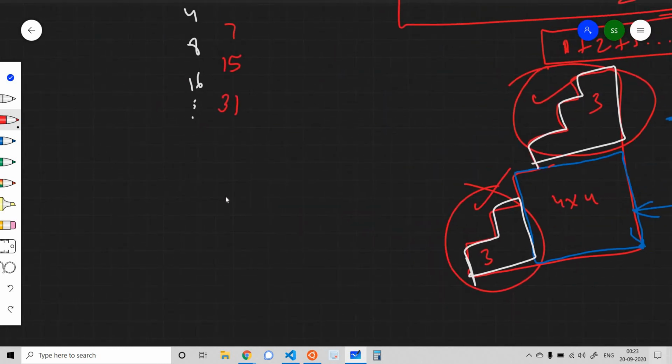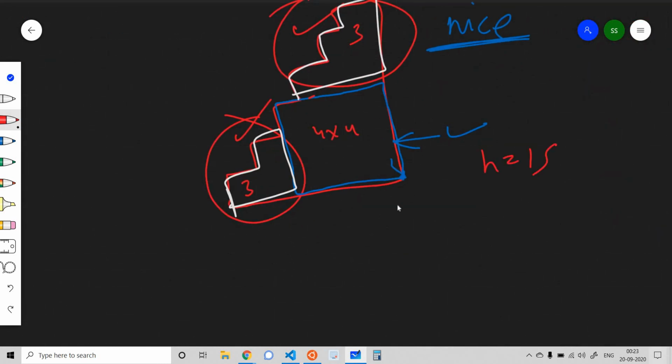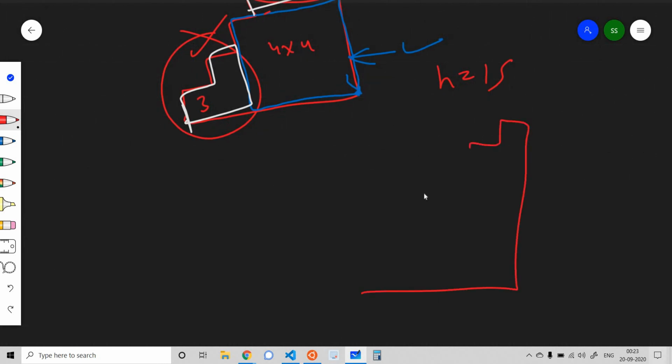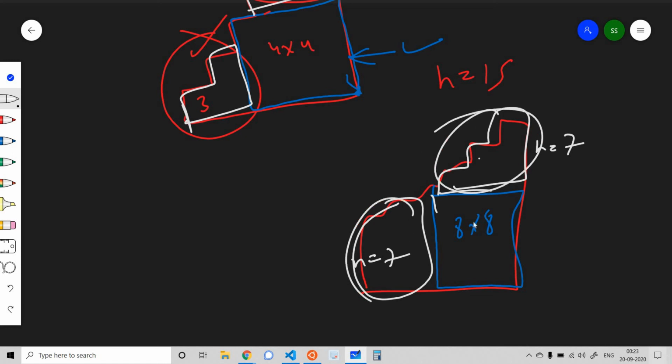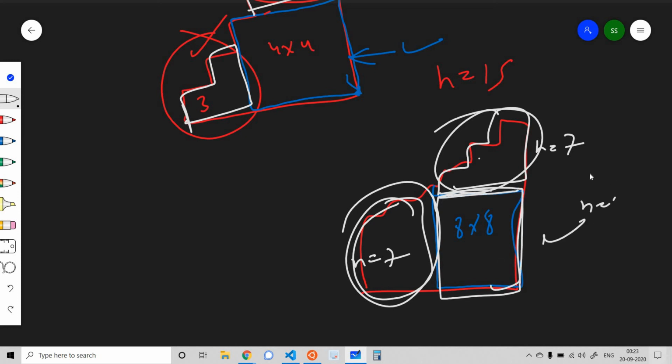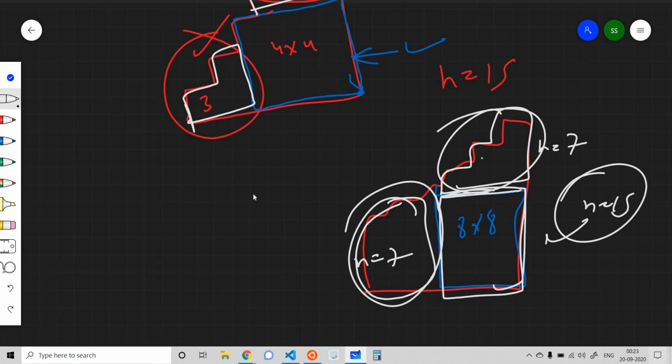Similarly, for a staircase of n equal to 15, how we would be building it is, in the middle we would have a staircase of size 8 by 8, and here this is not a staircase, this is a square, and this is a nice staircase of size n equal to 7, and this is a nice staircase of size n equal to 7. As this is nice, and this square is satisfying our property, n equal to 15 would also be a nice staircase.